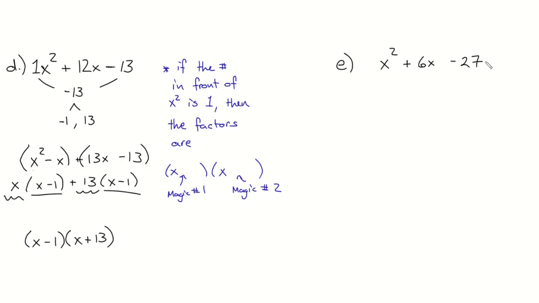So are you counting up from negative 3? Yeah. So you can do it the other way. Just do 9 minus 3. 6. Is that it? Yeah. So this works perfectly. Our two factors both start with an x, and then you're just going to use your magic numbers.